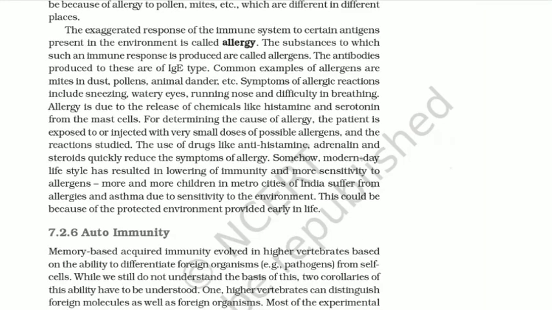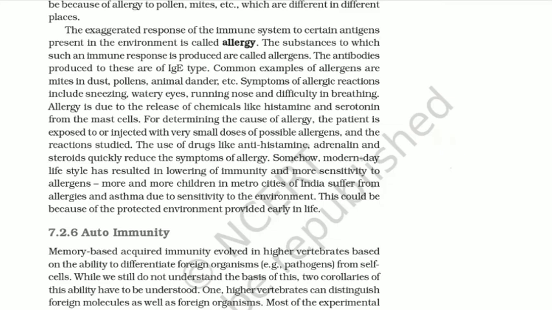The exaggerated response of the immune system to certain antigens present in the environment is called allergy. The substances to which such an immune response is produced are called allergens. The antibodies produced to these are of IgE type. Common examples of allergens are mites in the dust, pollens, animal dander, etc. Symptoms of allergic reactions include sneezing, watery eyes, running nose, and difficulty in breathing. Allergy is due to the release of chemicals like histamine and serotonin from the mast cells.